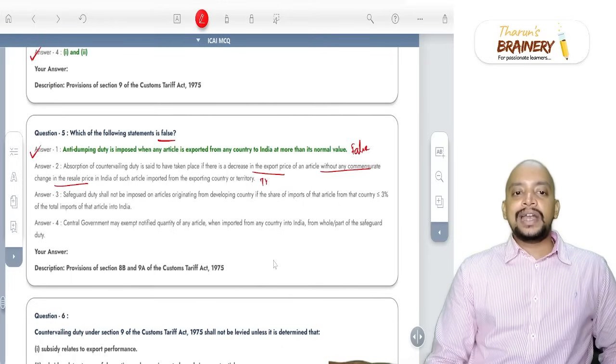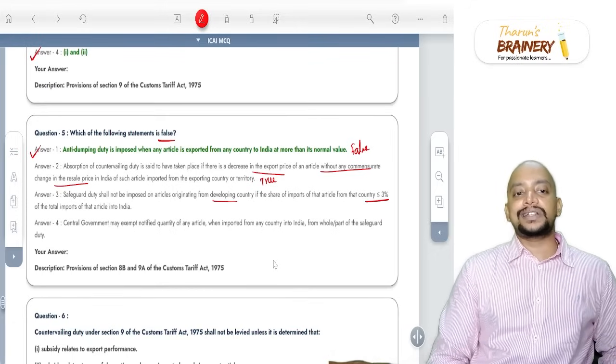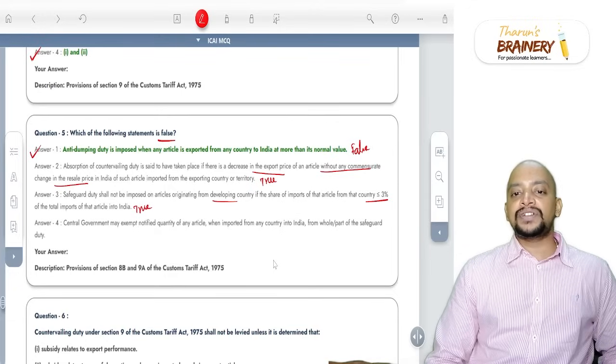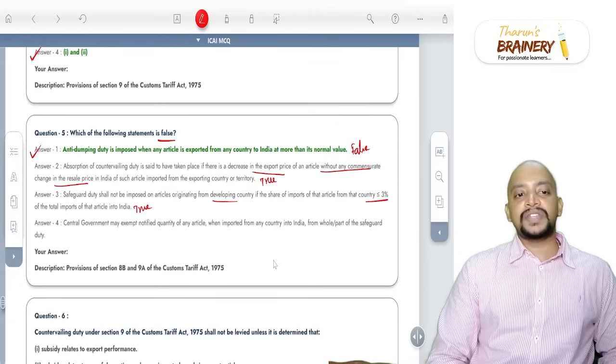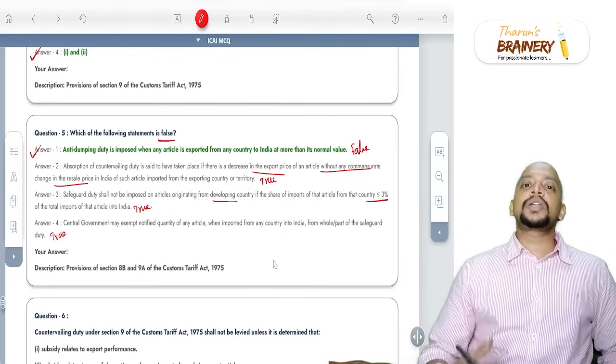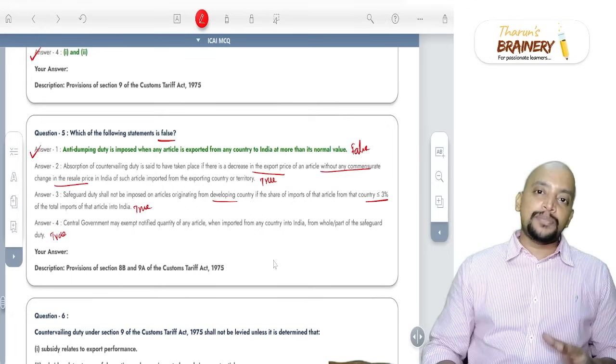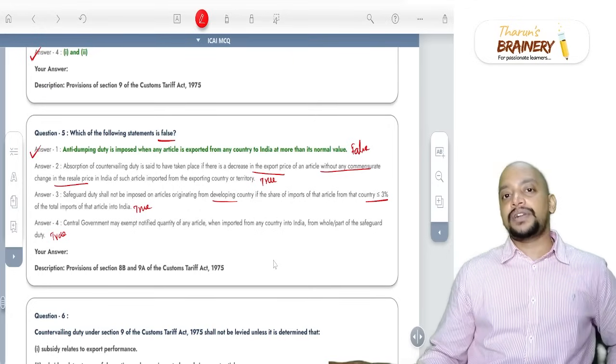True. And safeguard duty shall not be imposed on articles originating from a developing country if the share of imports of that article from that country does not exceed 3%. True. Central government may exempt a notified quantity of any article when imported from any country into India from whole or part of safeguard duty. True. So the government can give some notified countries an exemption if you are importing the product. See, safeguard duty is product specific. If you are importing that product from any country, there will be safeguard duty.